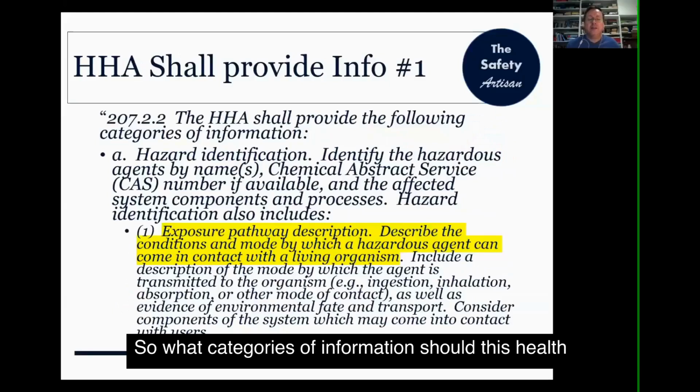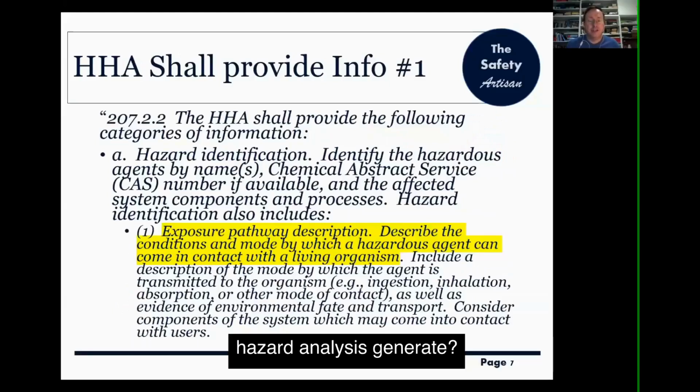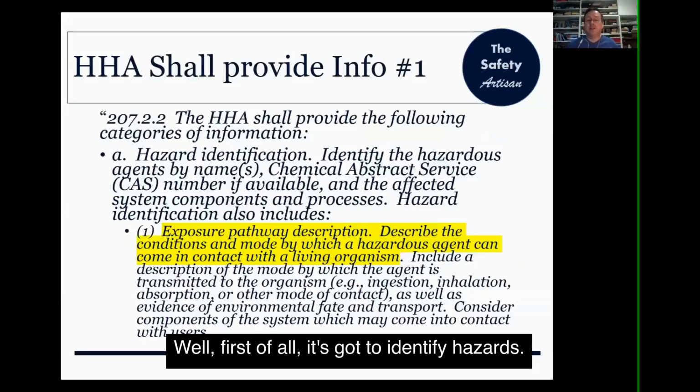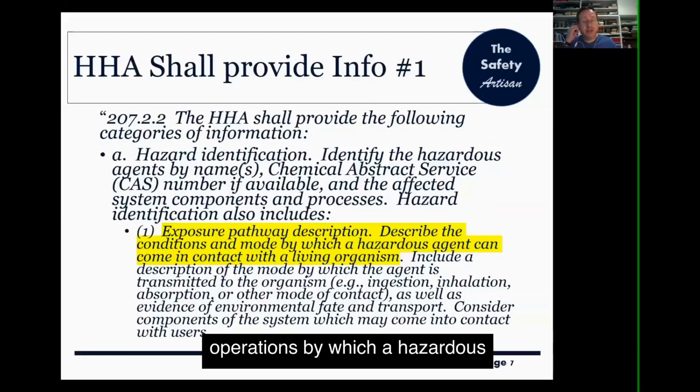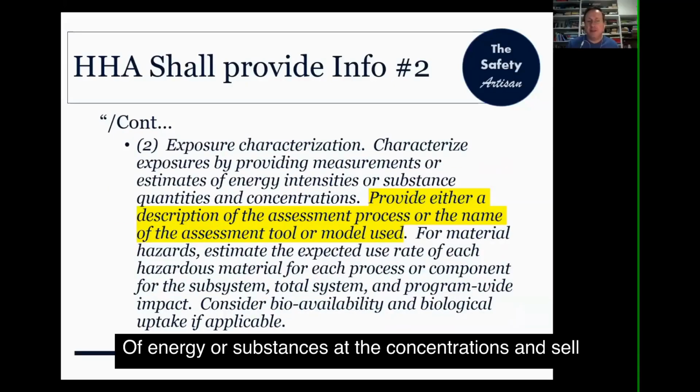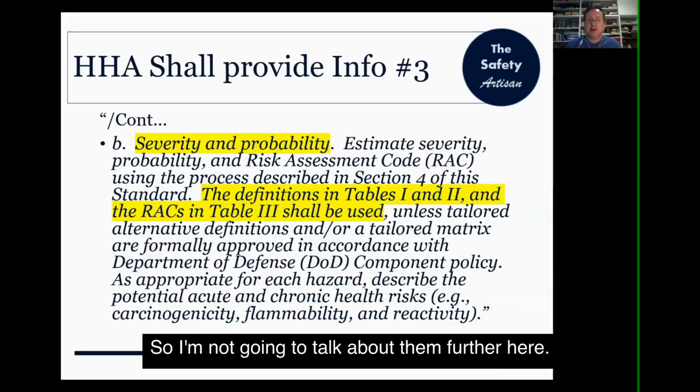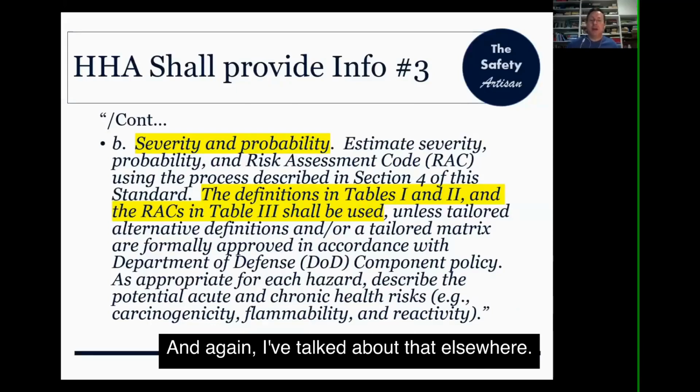So what categories of information should this health hazard analysis generate? Well, first of all, it's got to identify hazards. What is the pathway, or the conditions, or mode of operations by which a hazardous agent could come into contact with energy or substances, concentrations, and so on and so forth. So I'm not going to talk about them further here. And again, I've talked about that elsewhere.